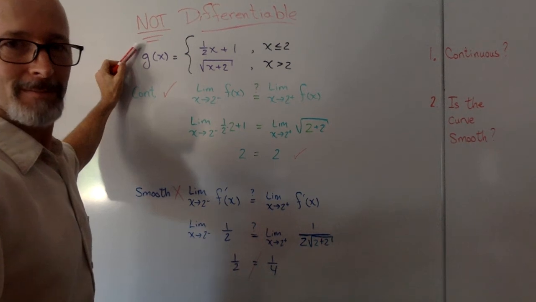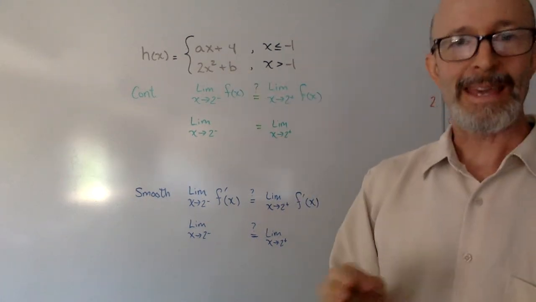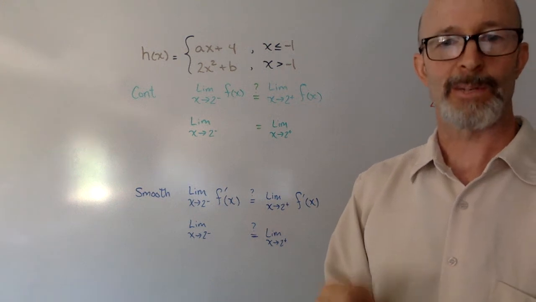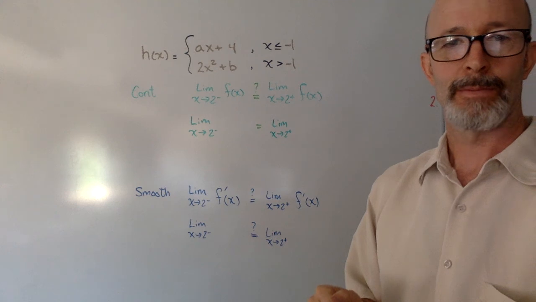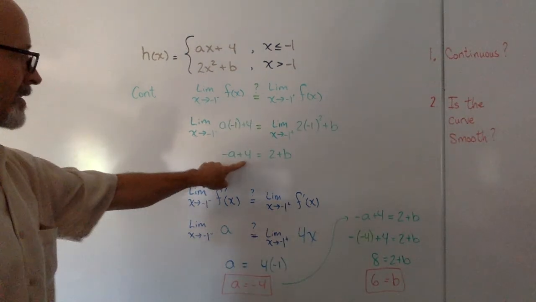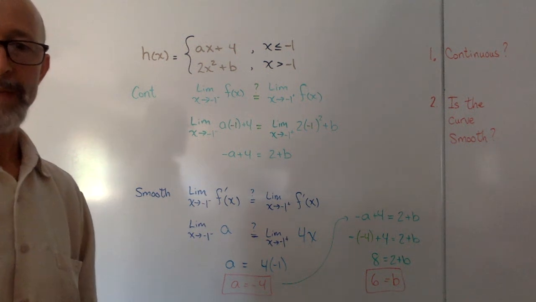differentiable. Final example. What if I told you h of x is continuous? It is differentiable, I know that. What would the values for a and b be equal to? I had to use systems of equations here, but those are the values if h is differentiable.